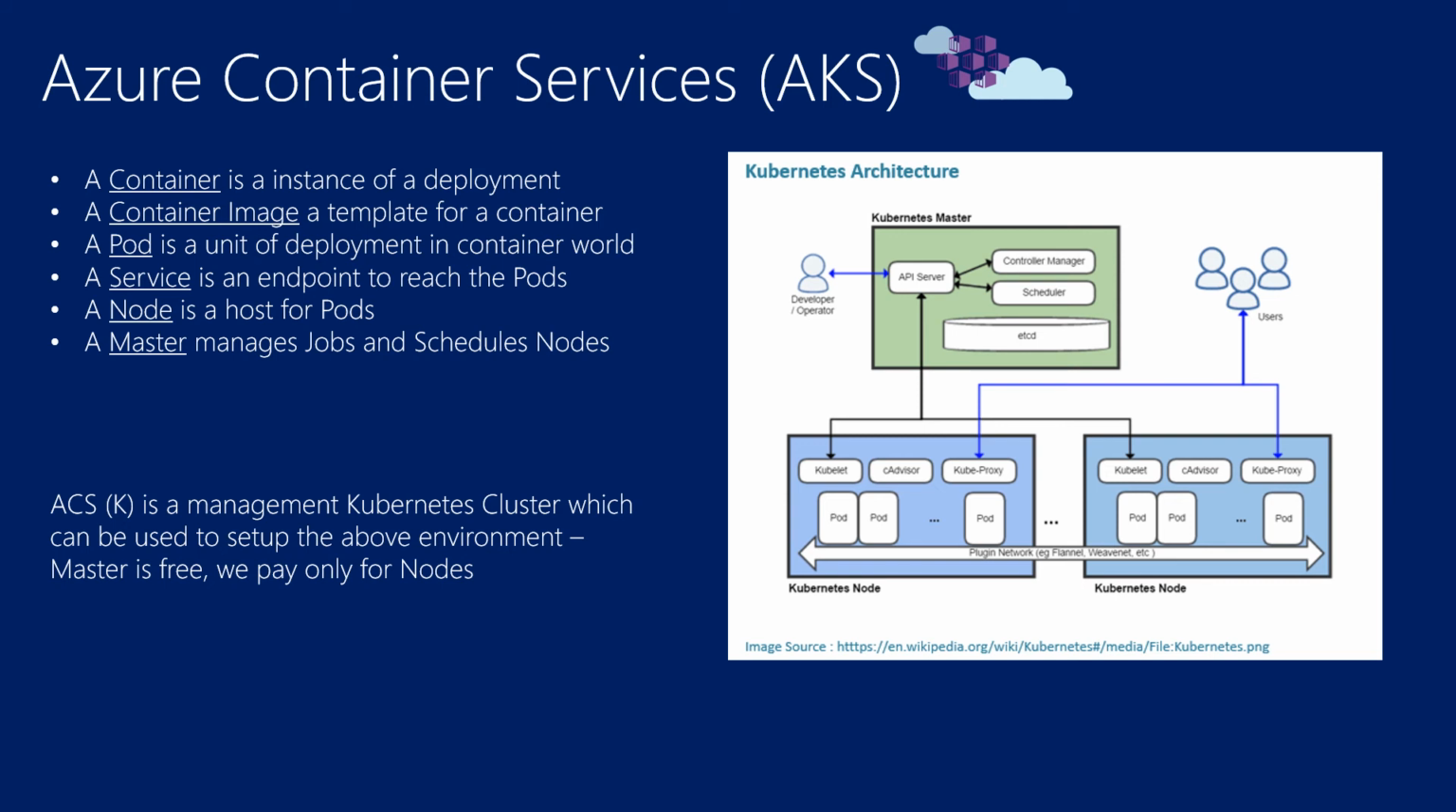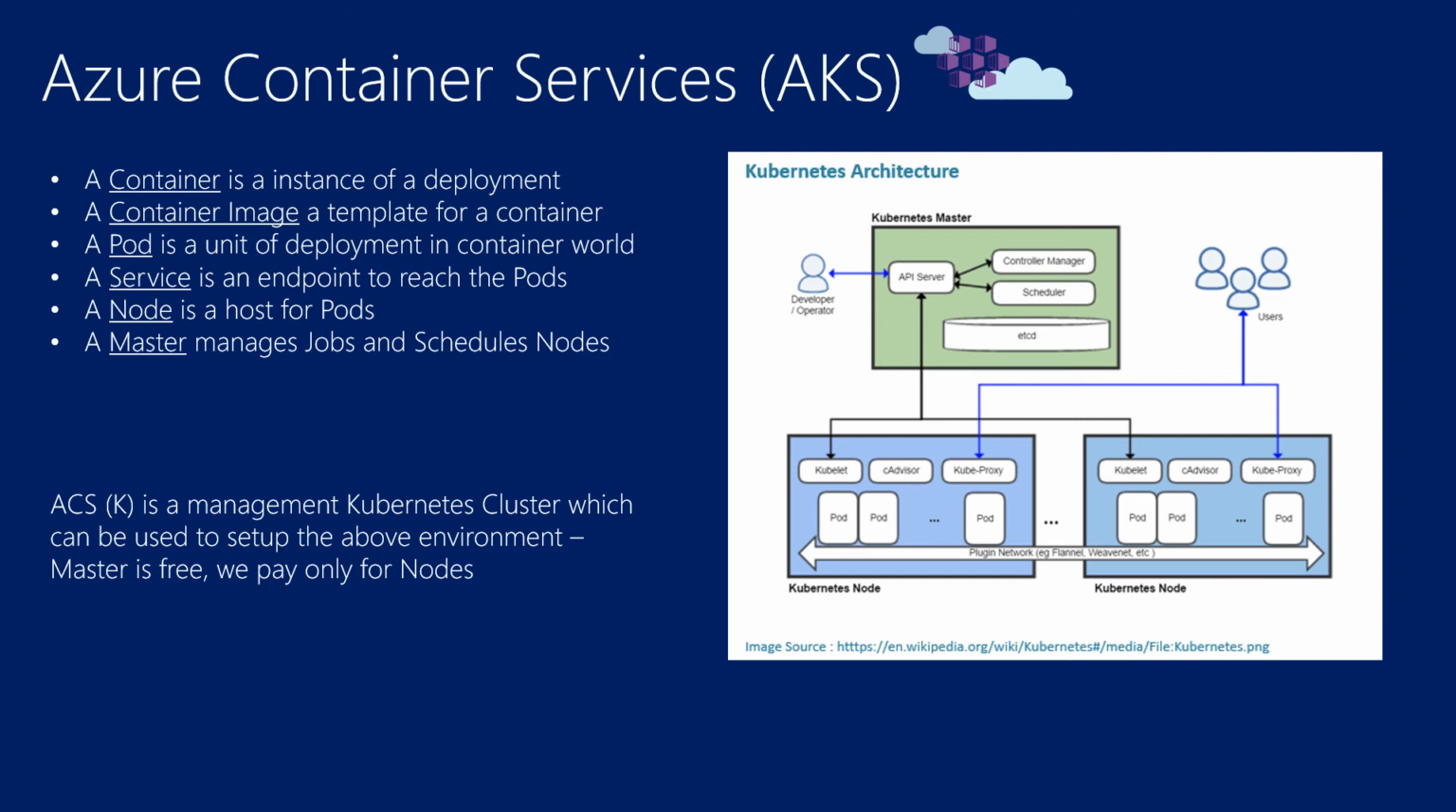Now, the reason ACS is abbreviated as AKS is because Azure has two offerings for a container cluster. One is called Azure Container Service, and the second one is called Azure Container Service as well, but it is abbreviated as AKS, and it's also called Managed Azure Container Service. The reason it is called a managed Kubernetes cluster is because the master here is for free.